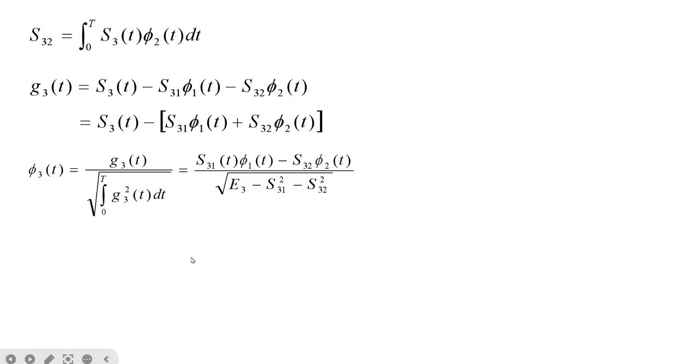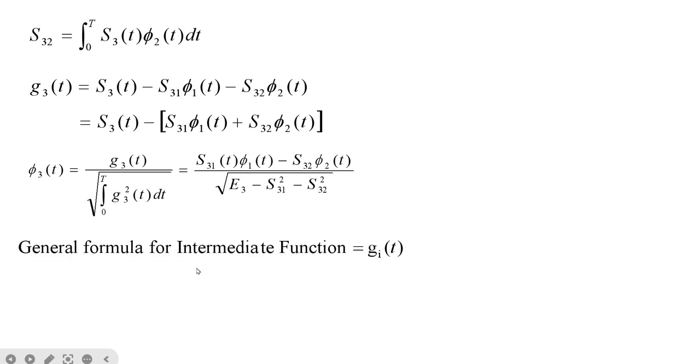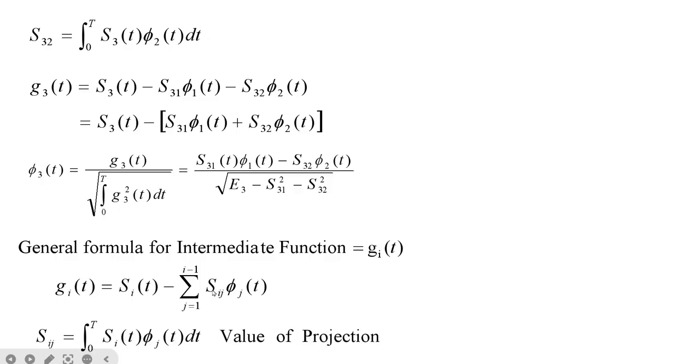Now we can write the general formula for the intermediate function gi of t as si of t minus the summation j equal to 1 to i minus 1 of Sij phi j of t. This Sij value can be written as integration 0 to capital T Si of t phi j of t dt. This is nothing but the value of the projection, and here i varies from 1, 2, 3 up to N. So this was about the Gram-Schmidt orthogonalization procedure. Thank you.